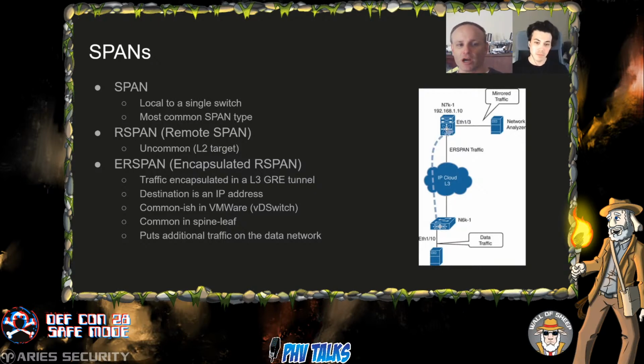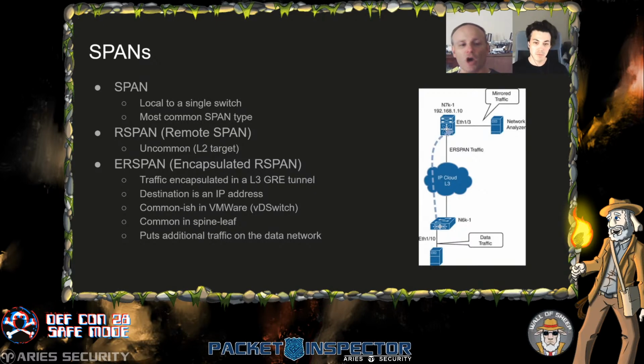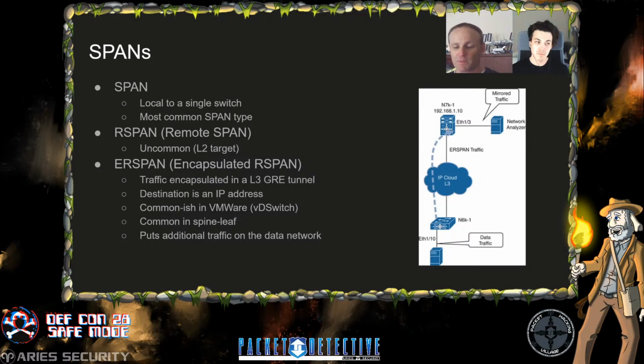ER-span is a little bit more common. It's somewhat similar to an R-span, except that instead of a layer 2 transport, it uses a layer 3 transport. So you can span stuff on one switch and send it to another, and it does that by encapsulating the spanned packets in a layer 3 GRE tunnel. In a traditional switch network, it's somewhat uncommon, but when you get into the VMware world, it is more common because the VMware distributed switch supports ER-span, so you can essentially span virtual ports on that virtual distributed switch and then send it somewhere else.